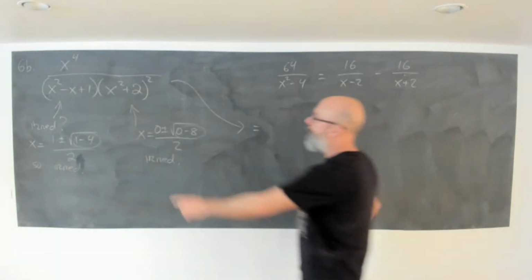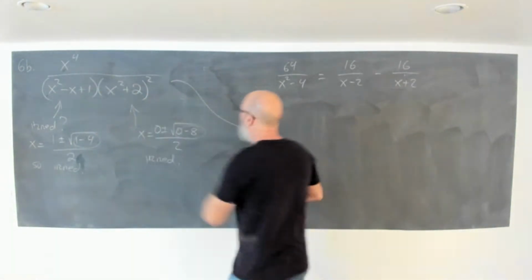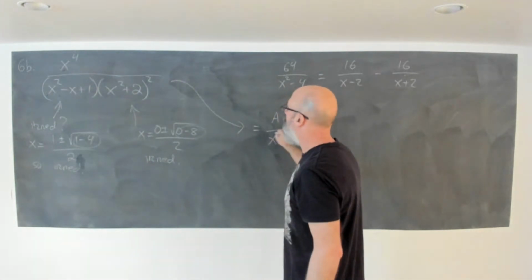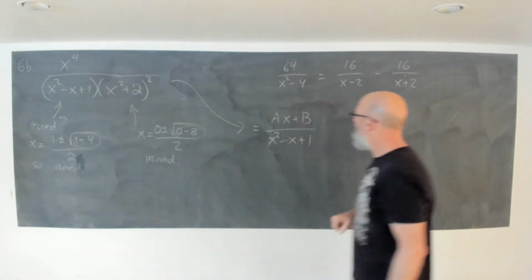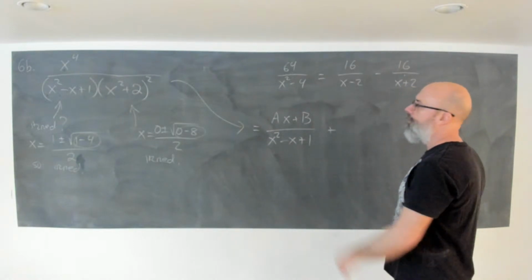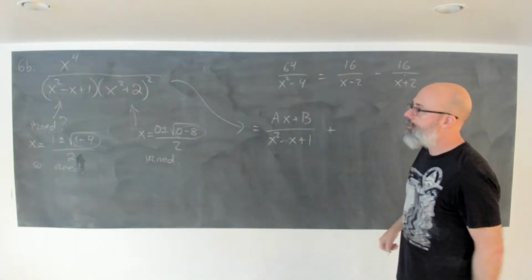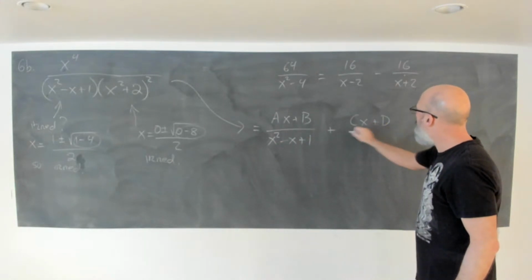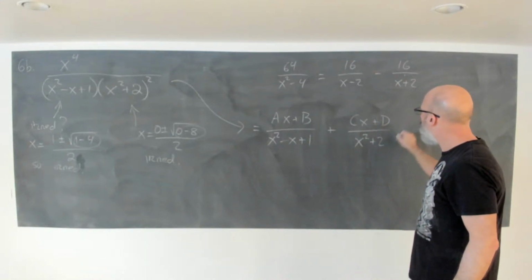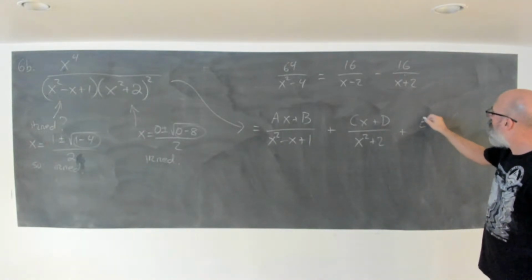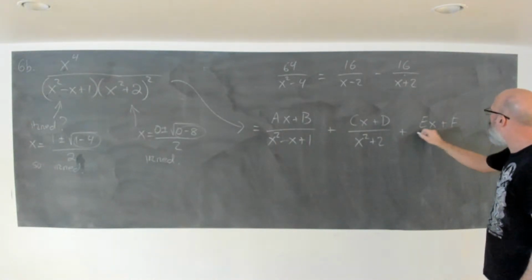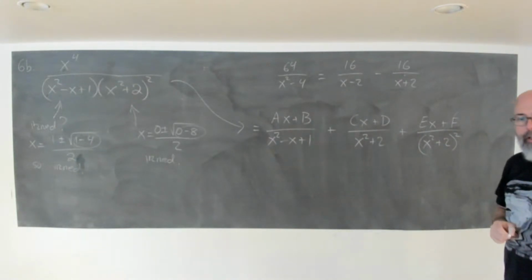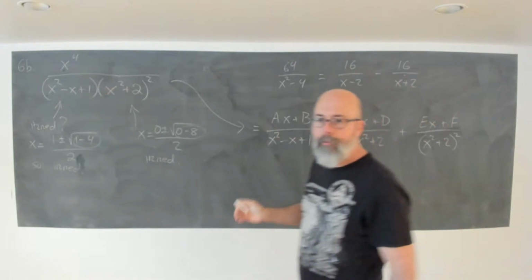form, right? Degree 2. So ax plus b over that. We've exhausted the power. Move on to the next irreducible, which is also degree 2. cx plus d over x squared plus 2, and ex plus f over x squared plus 2 all squared. We have now exhausted the power. There it is.